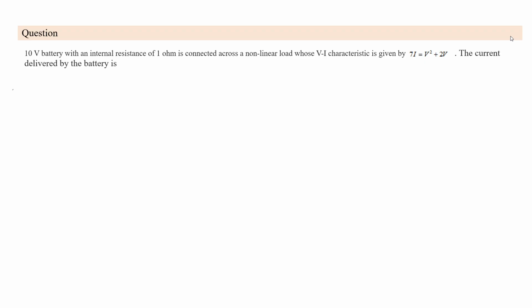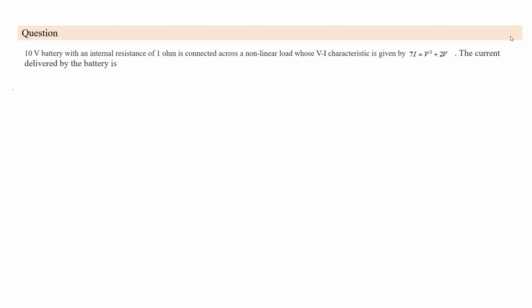Okay, let me explain this question. A 10 volt battery with an internal resistance of 1 ohm is connected across a nonlinear load whose VI characteristic is given. The current delivered by the battery is asked. The 10 volt battery is in series with the 1 ohm. If the voltage across the nonlinear load terminal is V, then V equals 10 minus I times R, where R is 1 ohm.